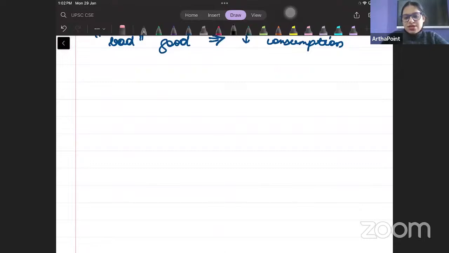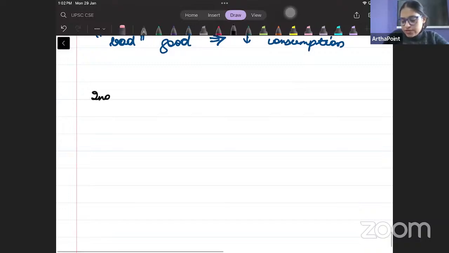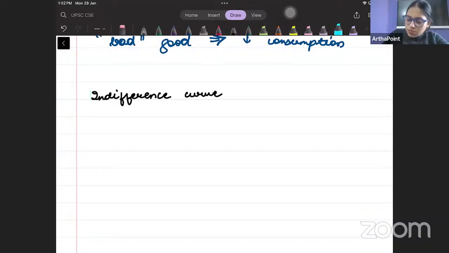Today we will start by learning what an indifference curve is. Very simply, an indifference curve is the locus of all those bundles which give you the same level of utility.